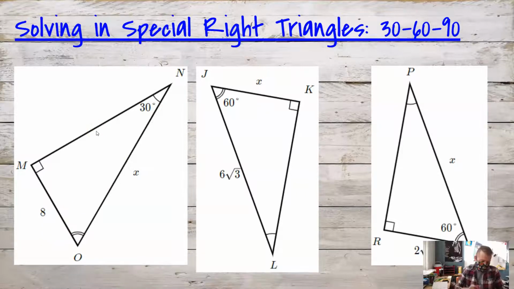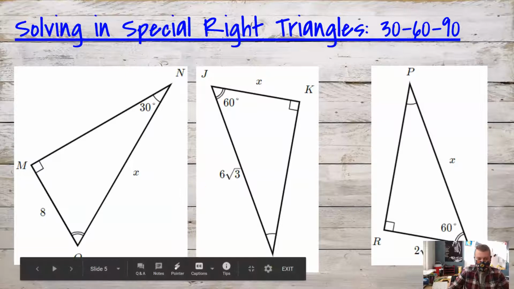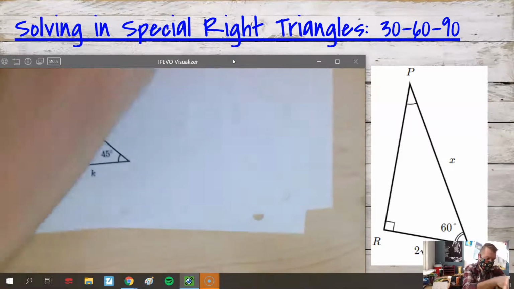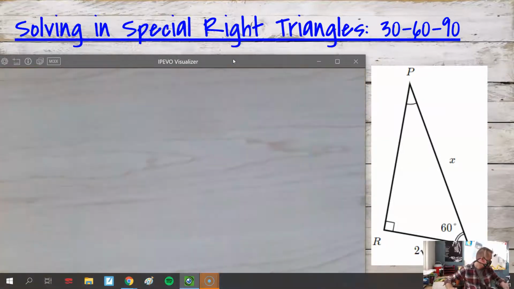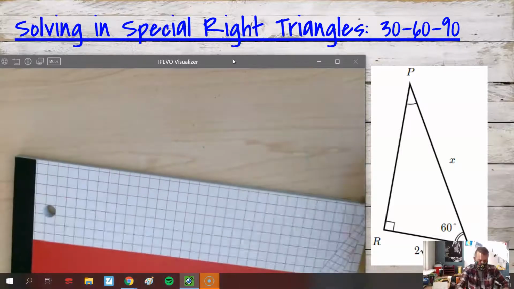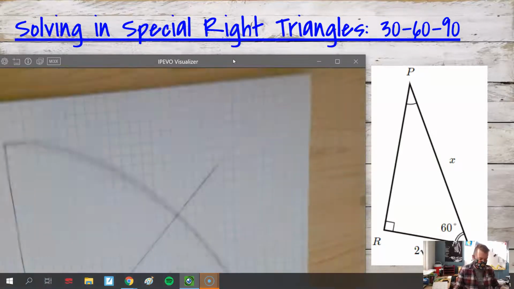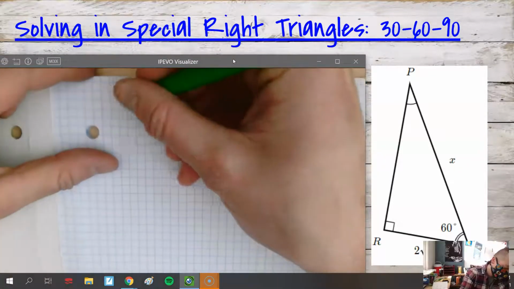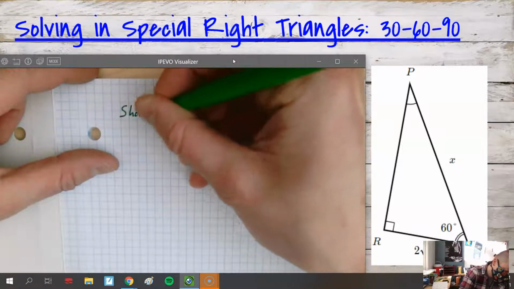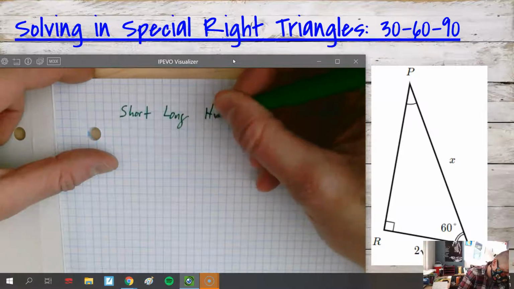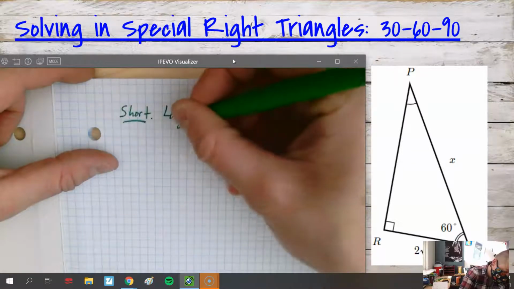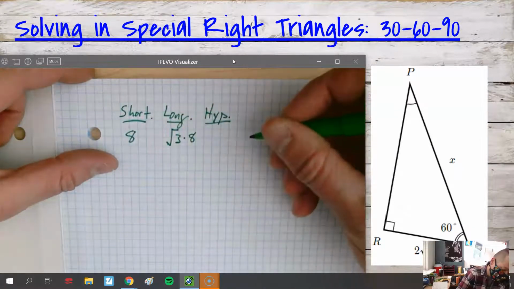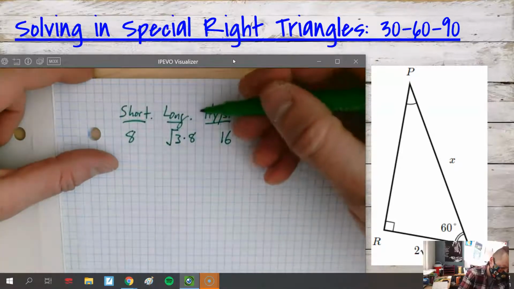So if you want, this might help your brain. I remember doing this and it being useful, at least once. If you make a little reference, I'll do it on graph paper. I started drawing this whole crazy unit circle thing that we were going to do, and then I bailed. So I decided to print it and be nice to you guys. If we do short leg, long leg, and hypotenuse, so we just had 8, radical 3 times 8, and 16, right?